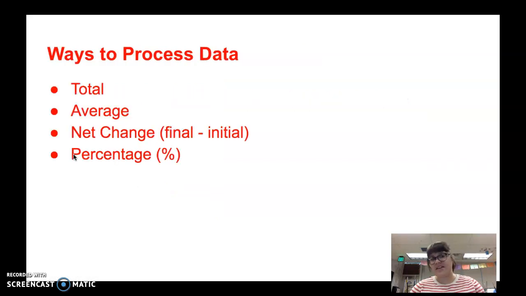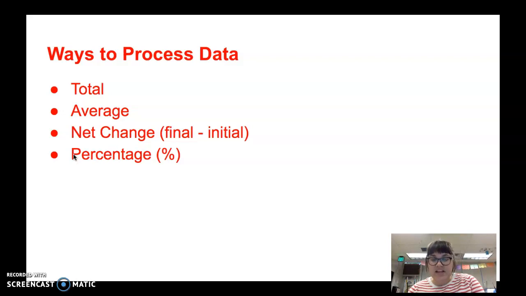So there's a couple ways to process data. The easiest one probably is to just find the total. You can also find the average. You can find the net change, which is where you subtract the initial value from the final value. So if you wanted to know, for example, how much weight something has gained, like if you want to test the absorbency of sponges, you would take the mass of the sponge before you get it wet, soak it, take its final mass, and then you can calculate the change by subtracting. So you would subtract off the weight of the sponge, and you would know exactly how much water had been absorbed. That's a net change.